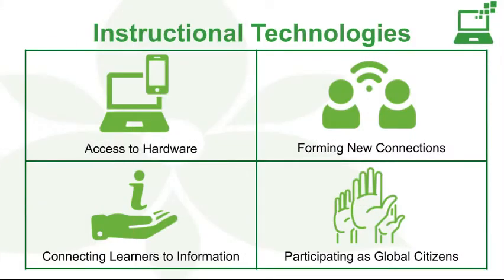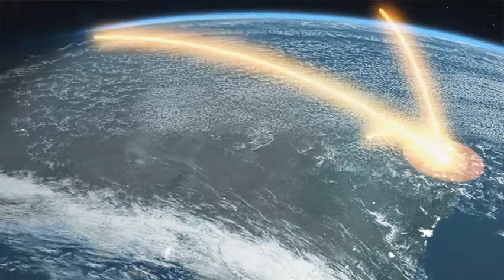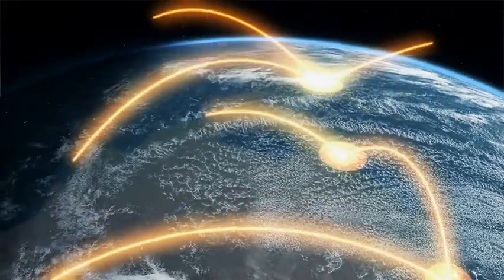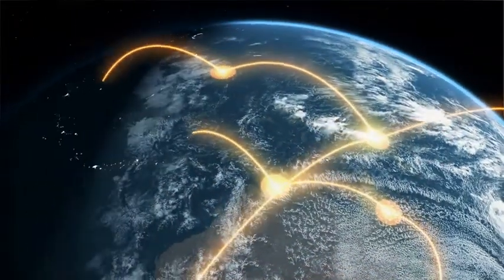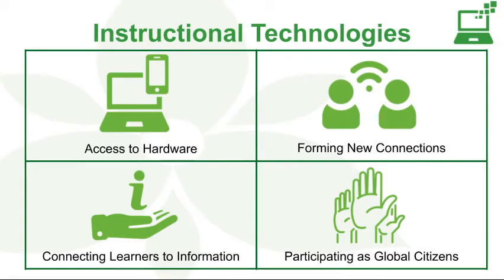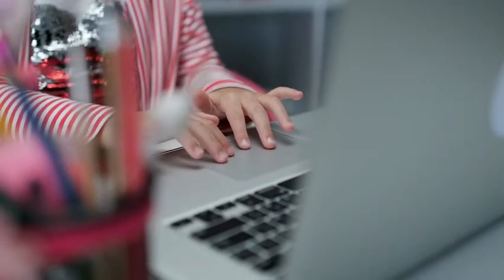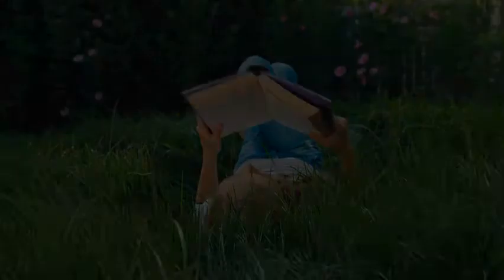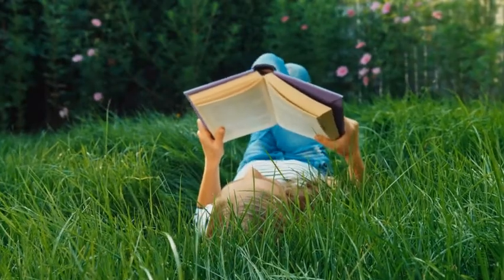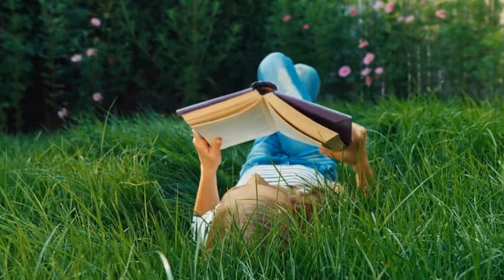Reliable and equitable access to technology is more than access to hardware. It is about connecting learners to people, information, and tools. Modern learners use technology to explore new possibilities, form new connections, and participate as global citizens. Empowering learners to explore, try, and use different types of technology to enhance their learning helps to promote higher-level thinking, independent learning, and lifelong learning.